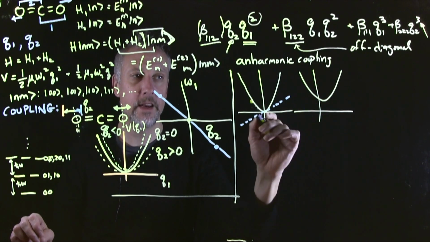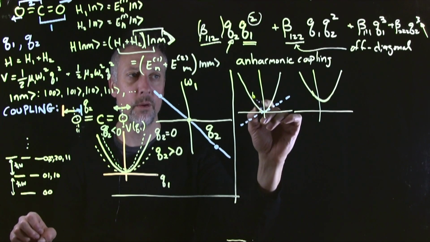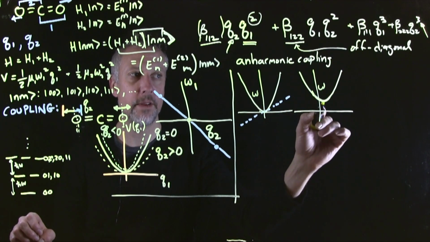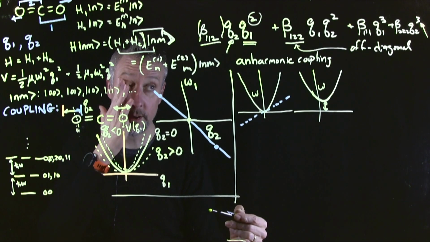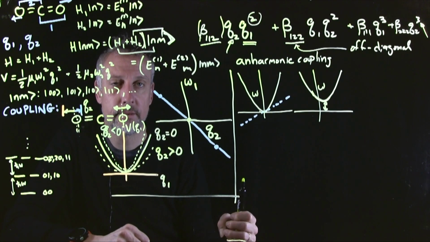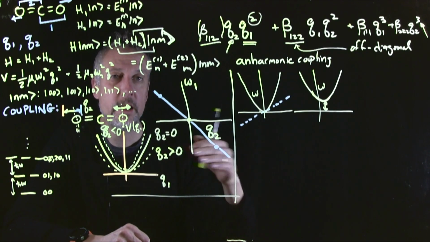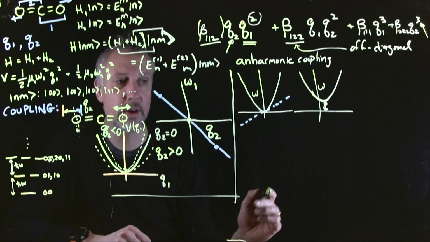The important thing is the curvature of the potential stays the same. So if it was omega here, it's omega here, but there's an offset. In other words, adding a linear term does not make it anharmonic. But what it does allow us to do is have coupling between the different vibrational modes. It's the simplest kind of coupling you can have.